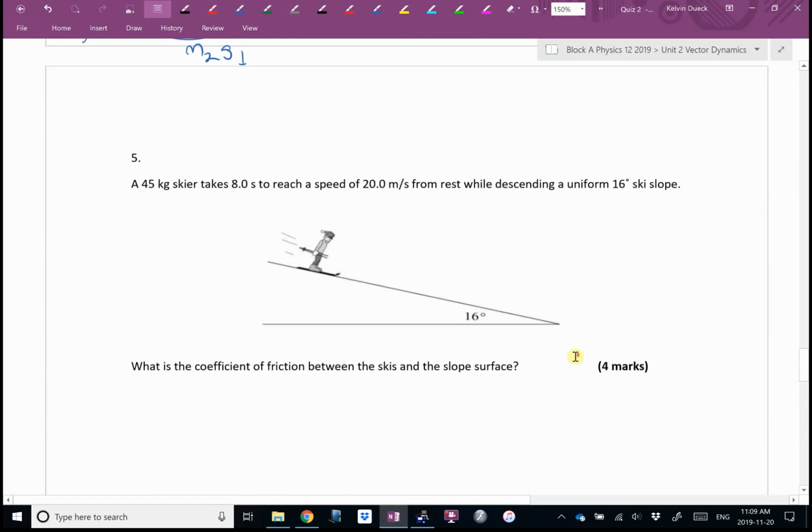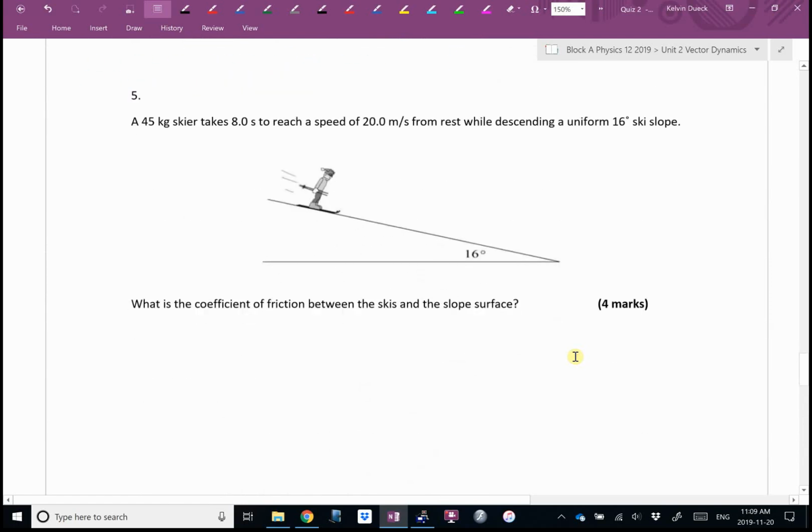Couple more, we're done. Example 5. Well, they also want me to find a coefficient of friction. This is a job for a free body diagram. MG down, MG perpendicular, MG parallel, normal force, and I think friction is going to be pointing up the hill.